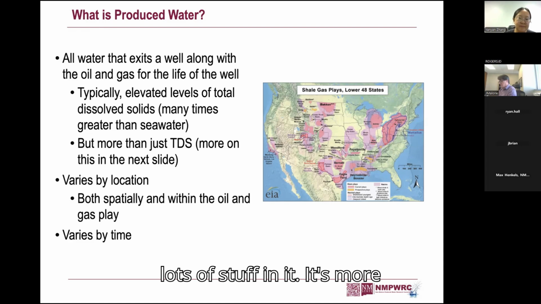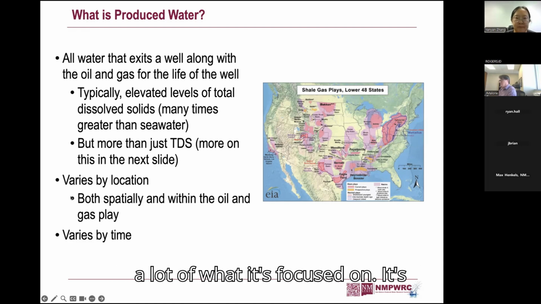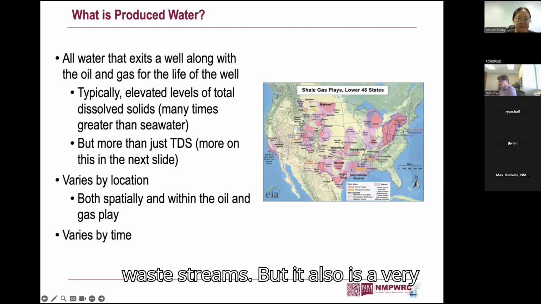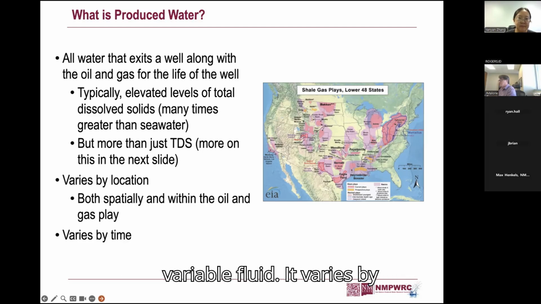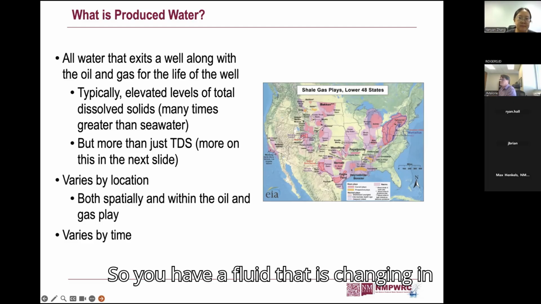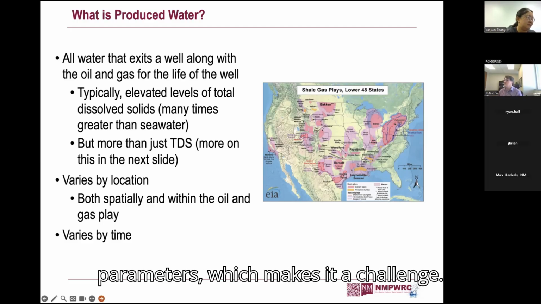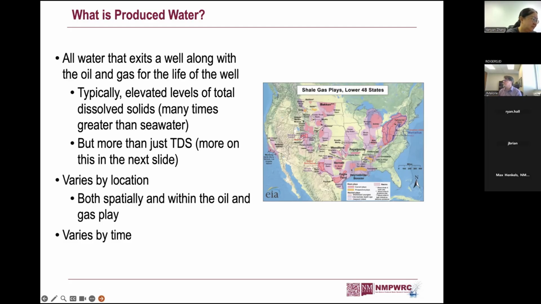It's lots of stuff. It's more than just total dissolved solids, which is a lot of what gets focused on. It's typically higher than other waste streams, but it's also a very variable fluid. It varies by location and it varies by time. So you have a fluid that is changing in constituents over these different parameters, which makes it a challenge. Next slide, Pei.